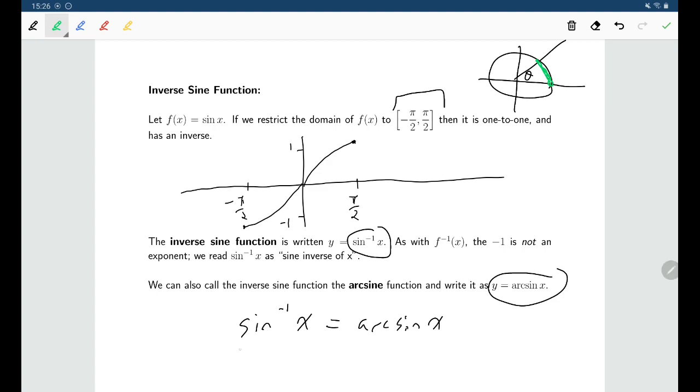So both of these are equivalent, and so you may see me sometimes using sine inverse, you may sometimes see me writing arcsine, but that would be true, that they would be exactly the same function.